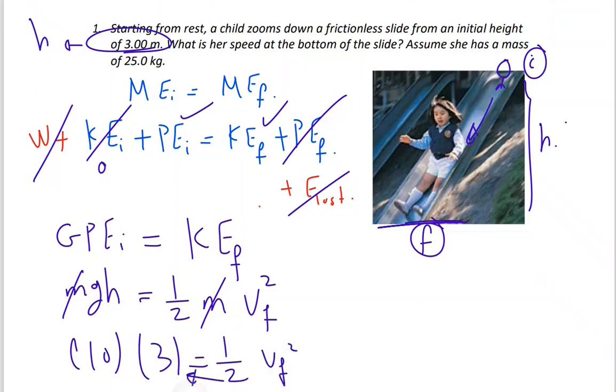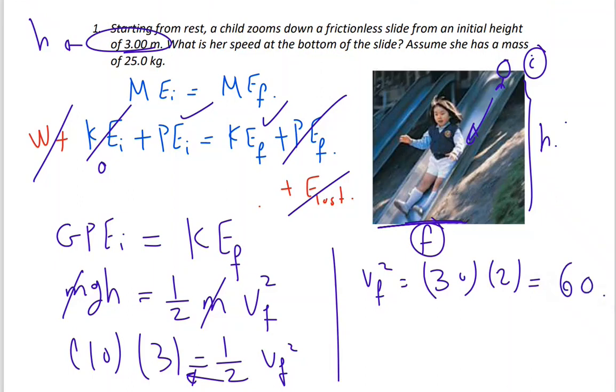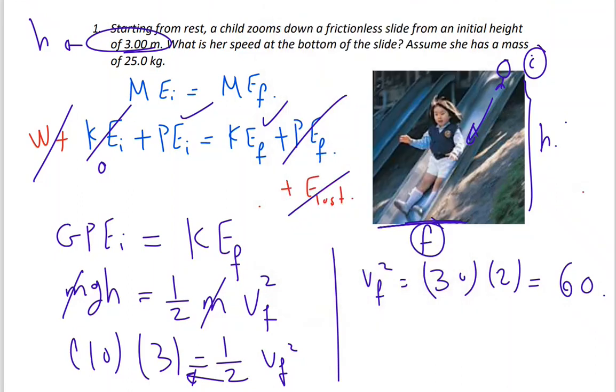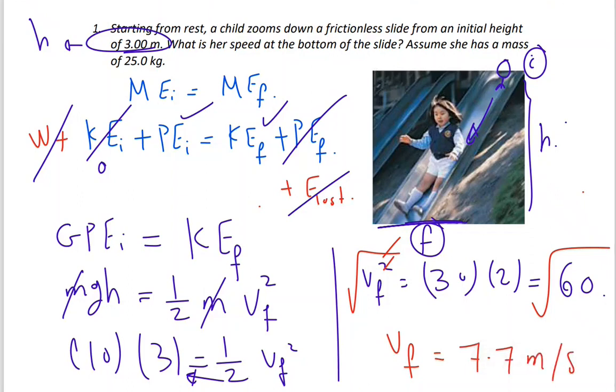I'm going to do cross multiplication. So v final squared will equal 10 times 3 times 2, and this will be 60. To get rid of the square, we'll take the square root of both sides. The square root and square cancel out. So v final will equal 7.7 meters per second.